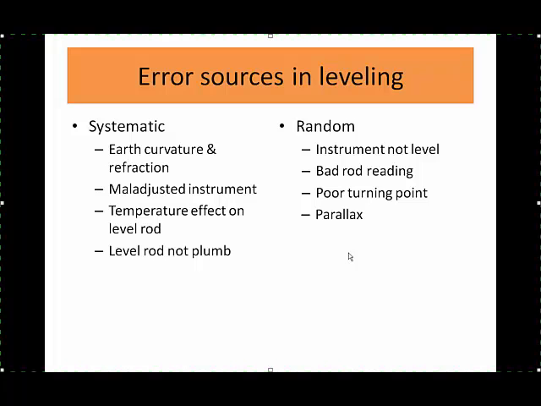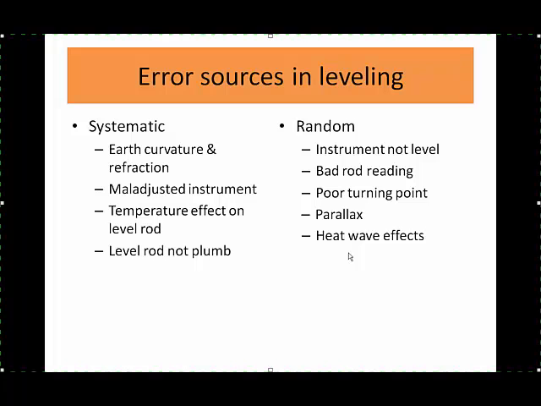Parallax is an optical error induced by the mismatch of the focal length of your eye and the focused lenses of your instrument. When those two focal lengths come into harmony, then parallax is eliminated. But when parallax does exist, that random error is wholly dependent on the position of your eye relative to the eyepiece of the instrument, and that has a random pattern.